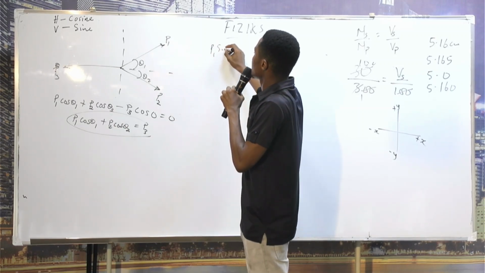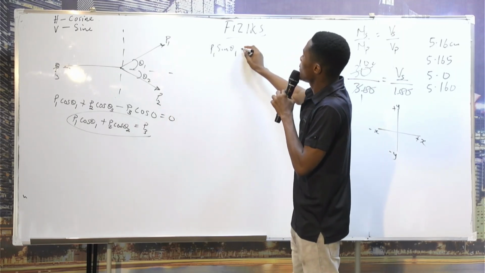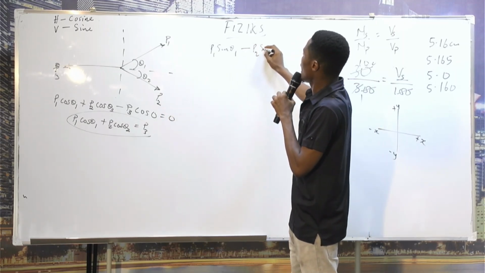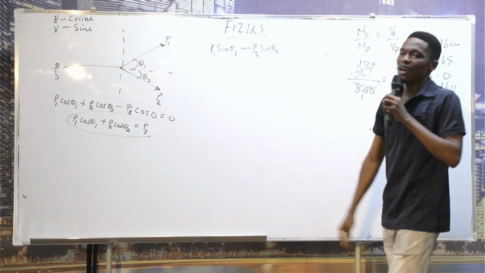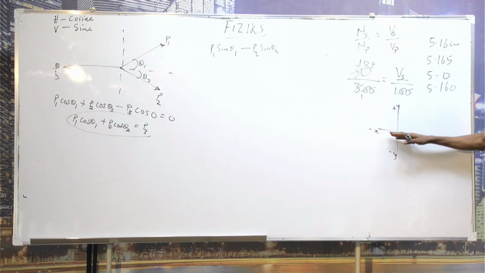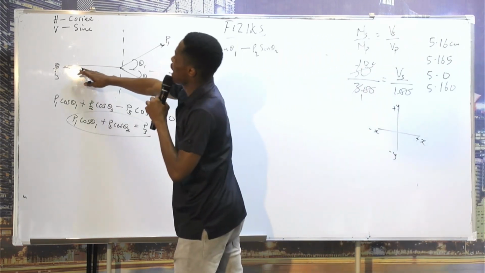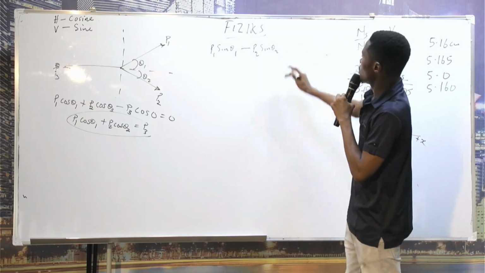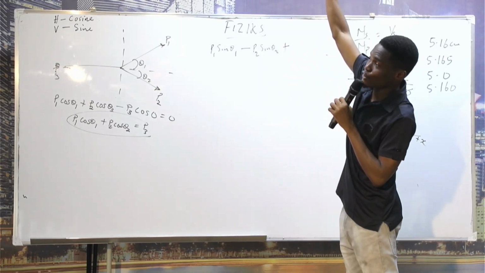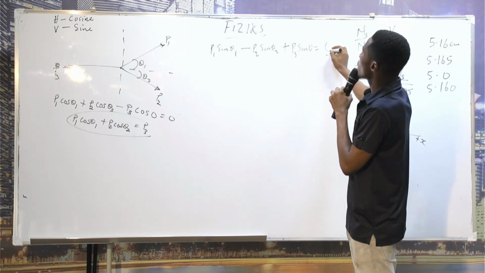So P1 sine theta 1. Then to this guy, I will say minus P2 sine theta 2. Why am I using minus for P2 now? Because if I am on the y-axis, everything down is what? Negative. Okay? Then this one, you can use plus or minus, anything you want to use, plus, because it will still cancel out. So plus P3 sine 0 equal to 0.